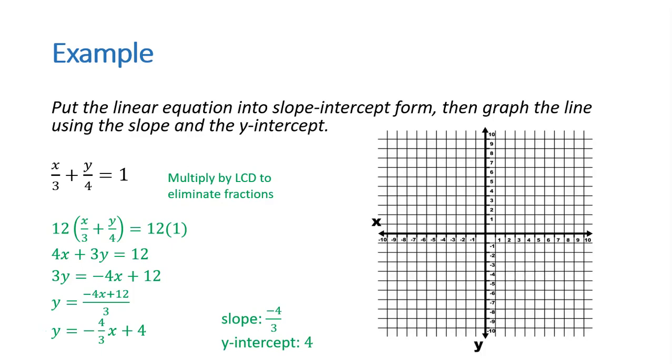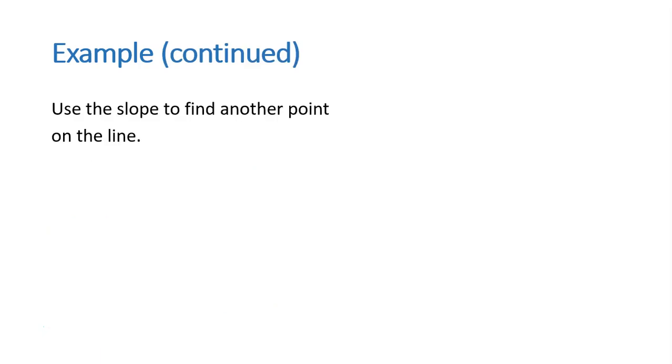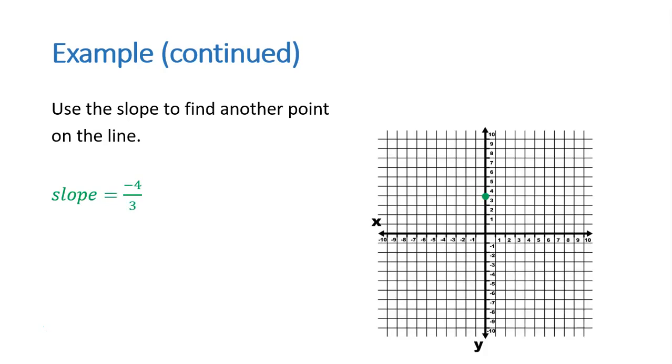So graph the y-intercept on the coordinate plane. And then we're going to use the slope to find another point on the line. Just a reminder, the slope was negative 4/3. We're starting at y equals 4. So if the slope is negative, it means that our rise is going to be in the negative direction. As opposed to moving up, we're actually moving down. So our rise, our vertical traveling, is negative 4 units.